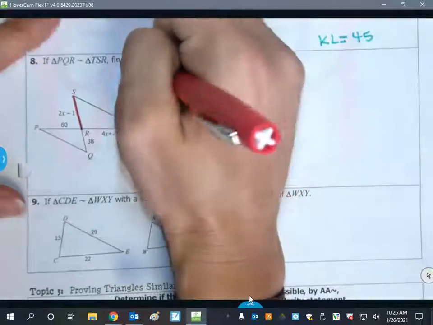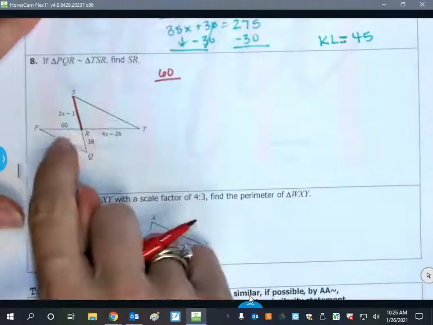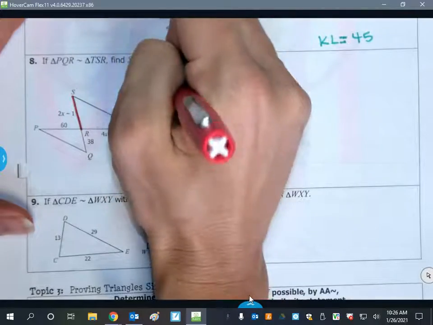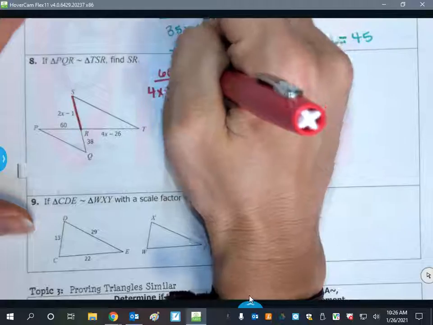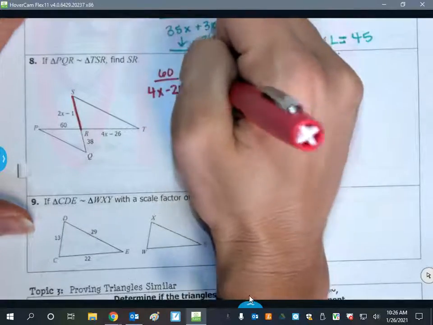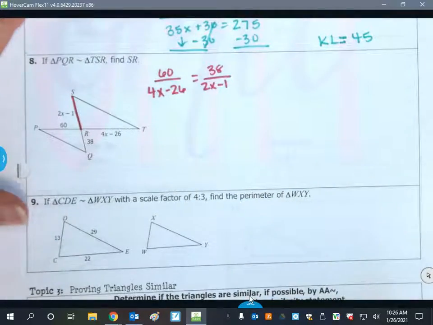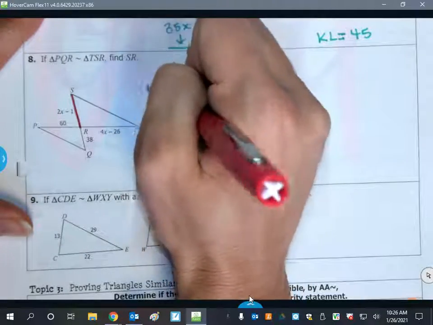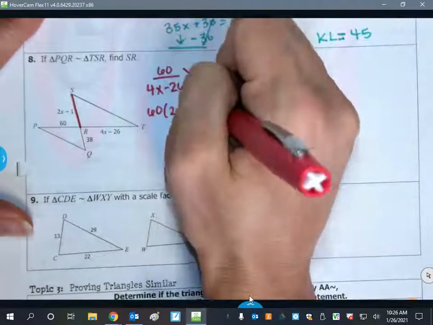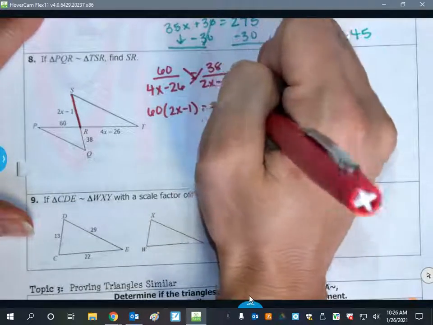Okay, hopefully you saw that PR, which is 60, corresponds to TR, which is 4x minus 26, equals RQ, which is 38, over SR, which is 2x minus 1. Cross multiply, so we have 60 times 2x minus 1 equals 38 times 4x minus 26.